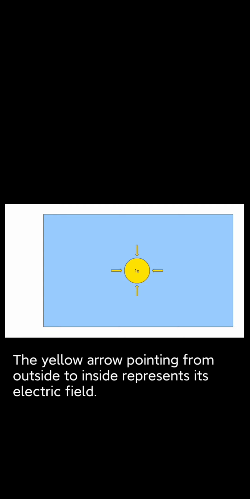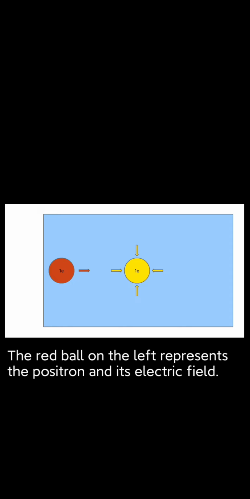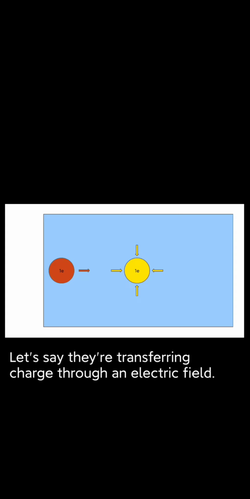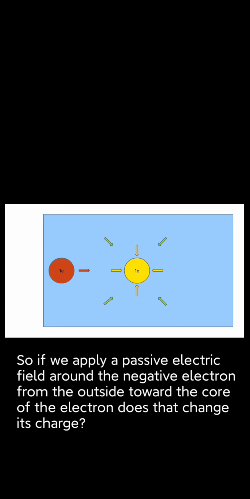This yellow ball represents a negative electron. The yellow arrow pointing from outside to inside represents its electric field. The red ball on the left represents the positron and its electric field. Let's say they're transferring charge through an electric field. So if we apply a passive electric field around the negative electron from the outside toward the core of the electron, does that change its charge?